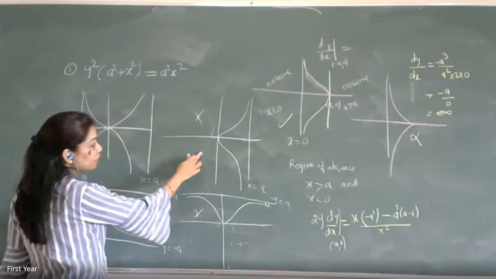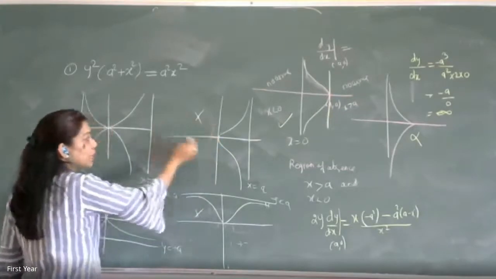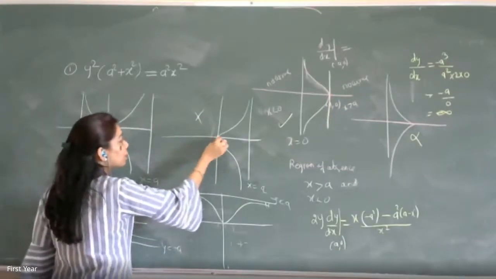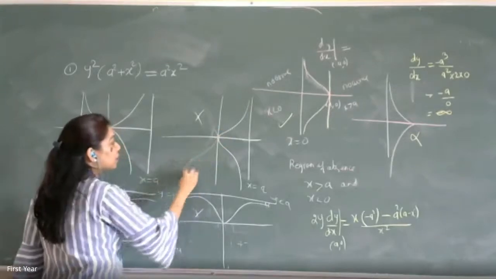Because if the curve is symmetric on both the axes, this thing should happen this side also. So the curve will be like this. Right? Like this. Are you getting it?